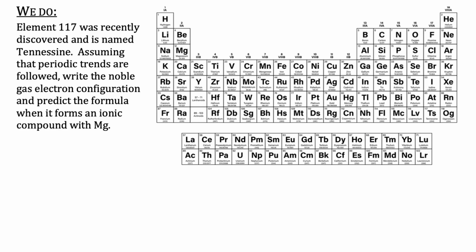So, a quick practice problem here, and then you can get off to work on the homework. We're looking at number 117, tennessine, which is right here. Recently named, assuming that the periodic trends are followed, write the noble gas electron configuration and predict the formula when it forms an ionic compound. So if we go backwards from tennessine, we see that radon here is the noble gas. So that's Rn. And that's 1, 2, 3, 4, 5, 6 in the 6th period, so we know that radon ended in 6p6.